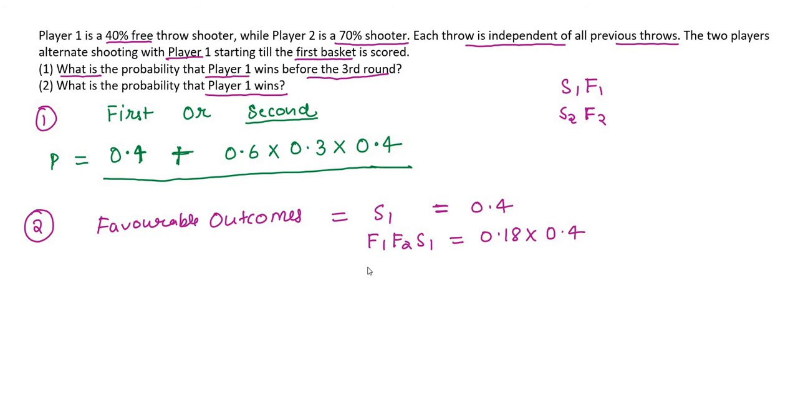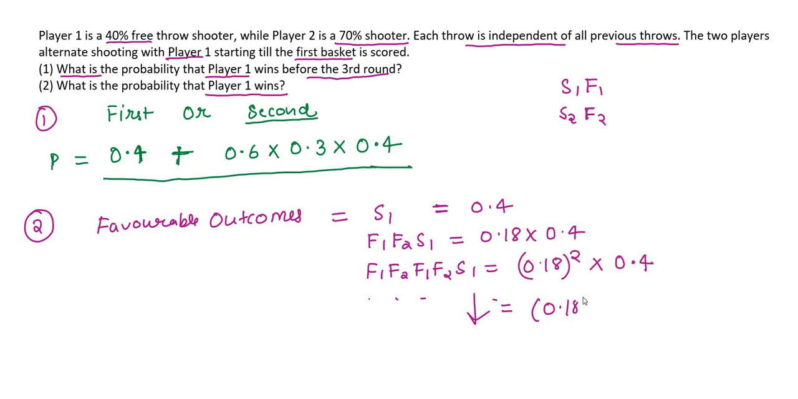Then F1, F2, that both failed in the first two rounds, and then S1 wins, so 0.18 to the power 2 into 0.4, and this keeps going on and on. 0.4 into 0.4.